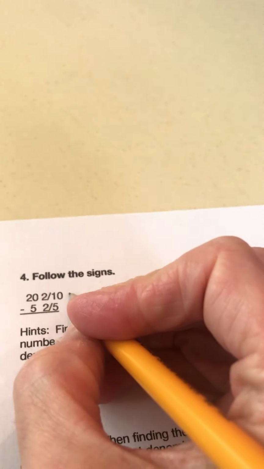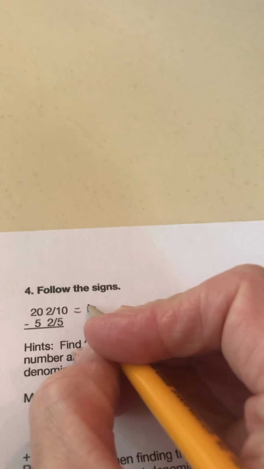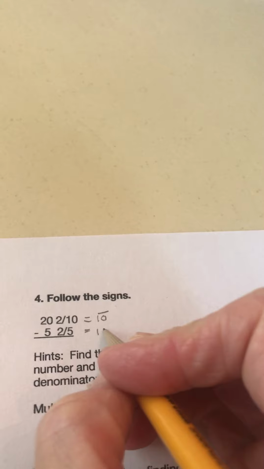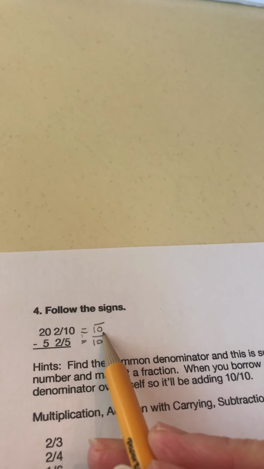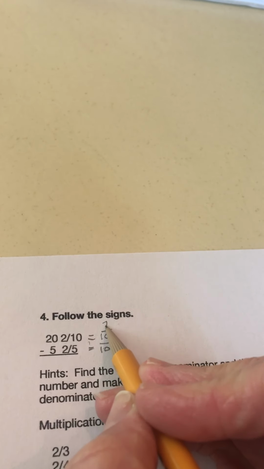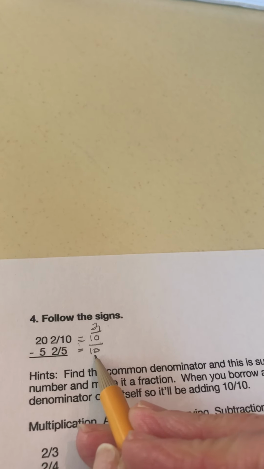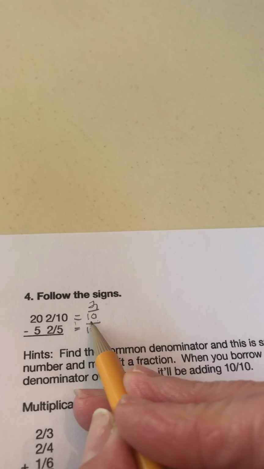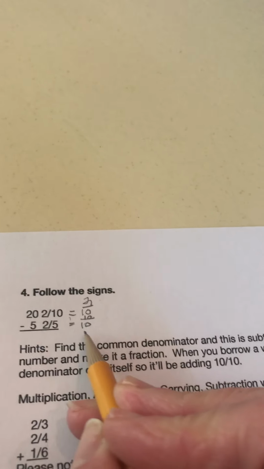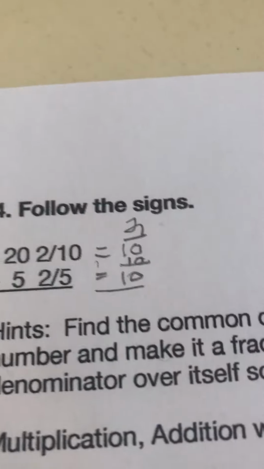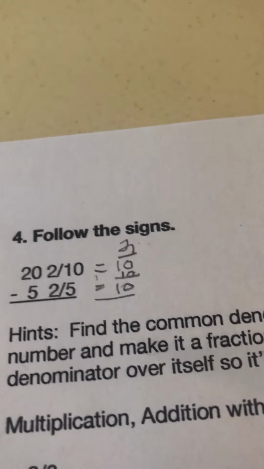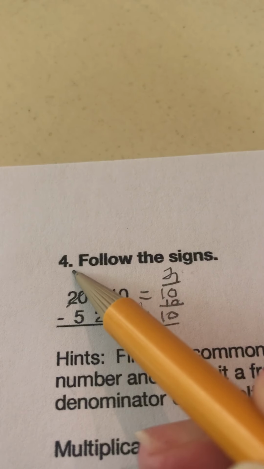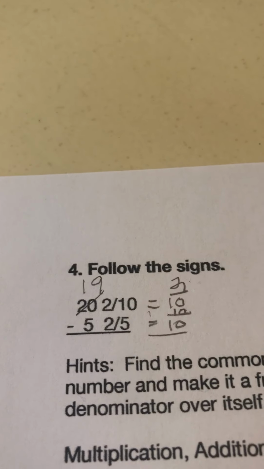Okay, so you write your common denominator here and your common denominator here. You say 10 goes into 10 one time. 1 times 2 is 2. 5 goes into 10 5 times. 5 times 2 is 10. So you know that you cannot give me $10 if you only have 2. So you have to go over here and borrow 1, and that's a 19, okay?